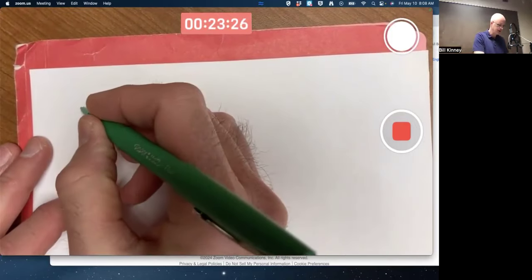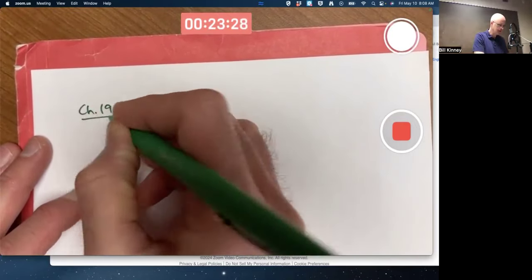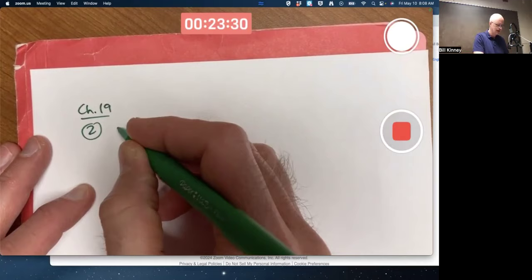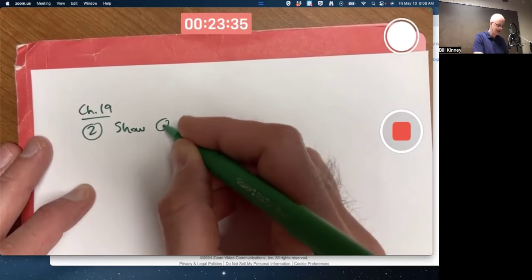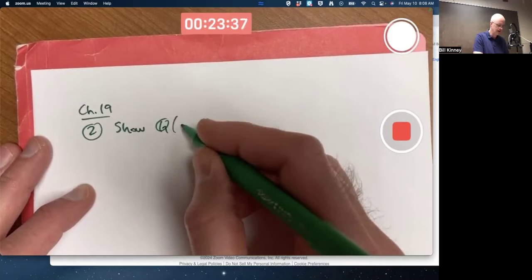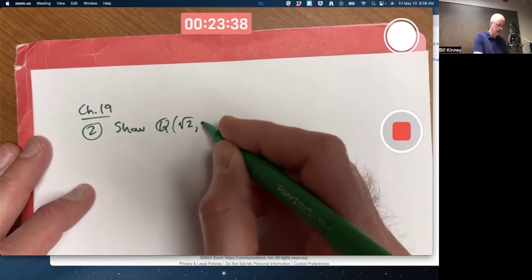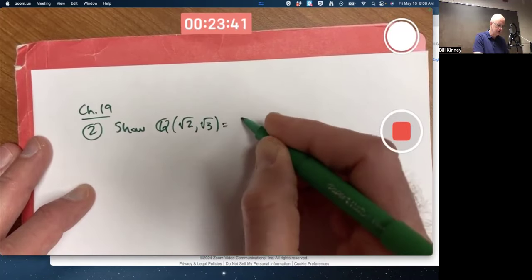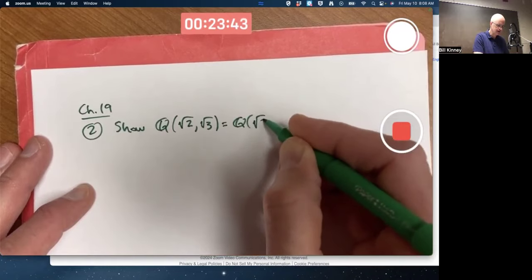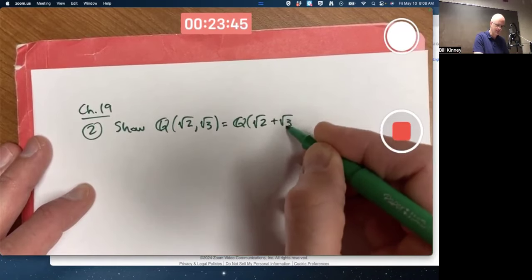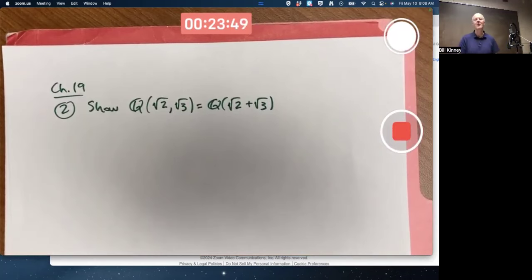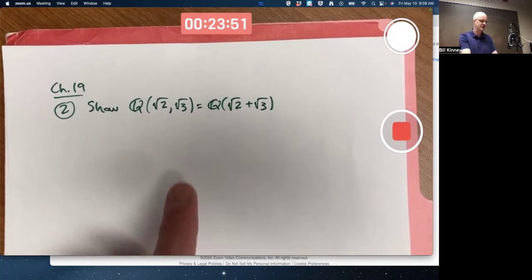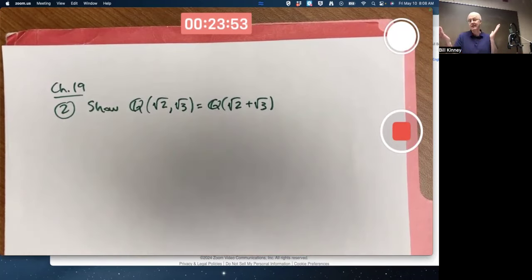Next problem I want to work on is chapter 19, number 2, which is to show that Q adjoin square root of 2 and square root of 3 equals Q adjoin square root of 2 plus square root of 3. That's kind of a weird thing to think about. What does the truth of this imply? This is evidently true because the book says show it.